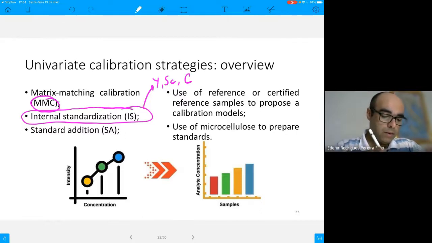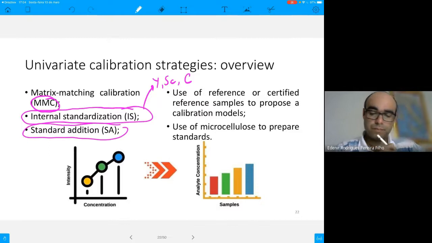There is also standard addition, and in the majority of the applications, we can mix the sample and standards with microcellulose in order to prepare the standards, in order to prepare the pellets.